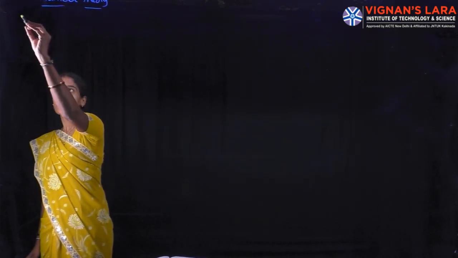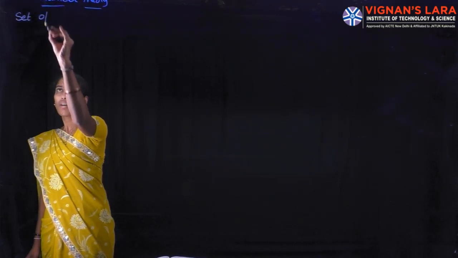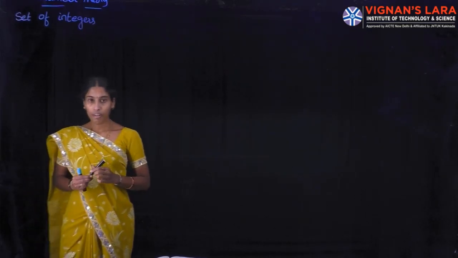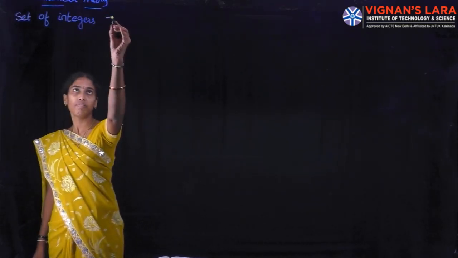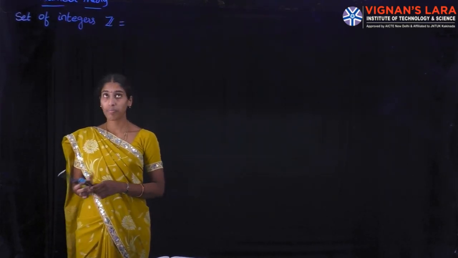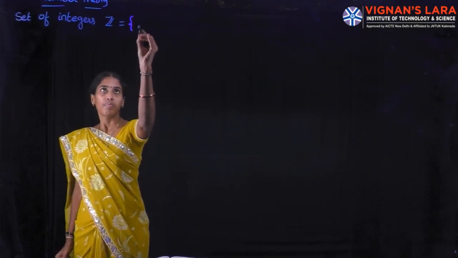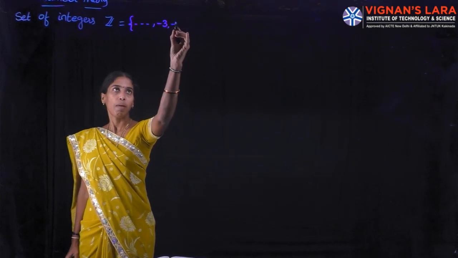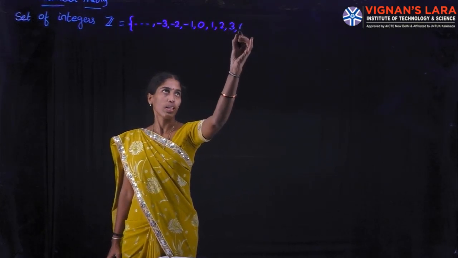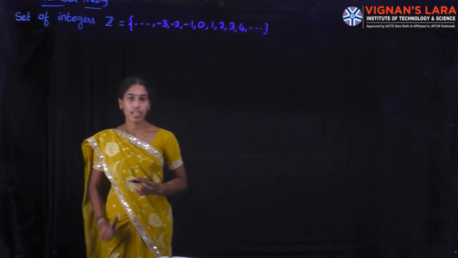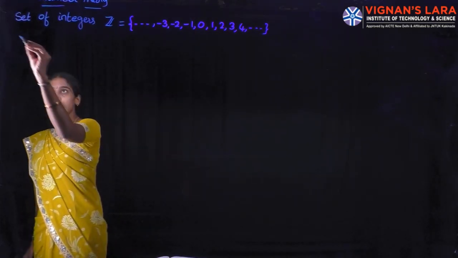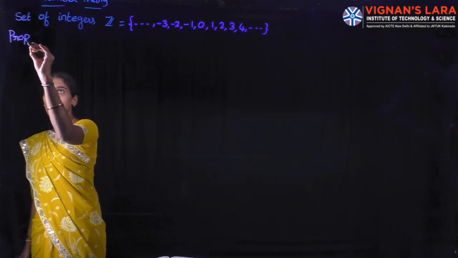So this number theory is related to the set of integers. The set of integers is denoted by the letter Z. What are the elements of set Z? -3, -2, -1, 0, 1, 2, 3, 4, and so on. These are the elements of the set of integers, right? So first we discuss the properties of integers.